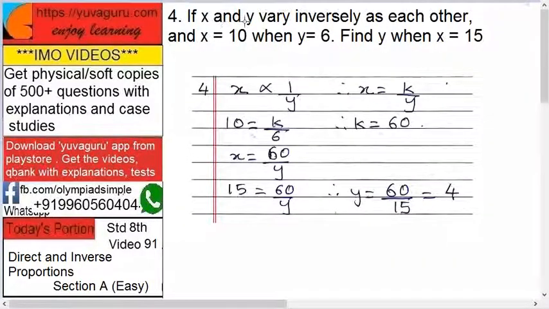If x and y vary inversely as each other and x equals 10 when y equals 6, find y when x equals 15. Same problem as the earlier one, only the difference is it's inversely over here. See here, x varies inversely as y, so x directly.